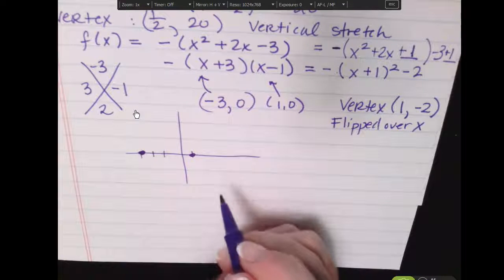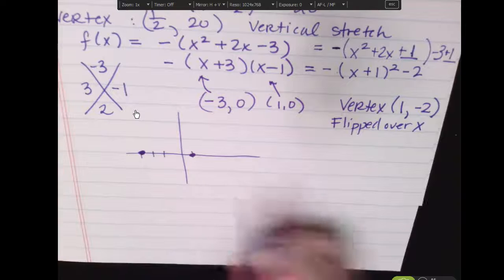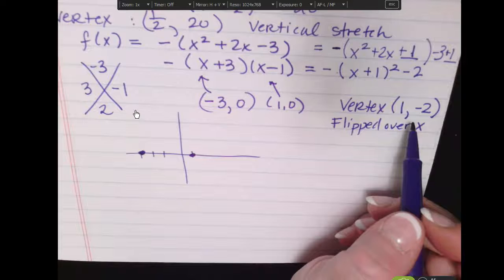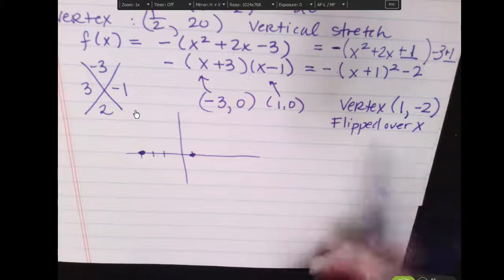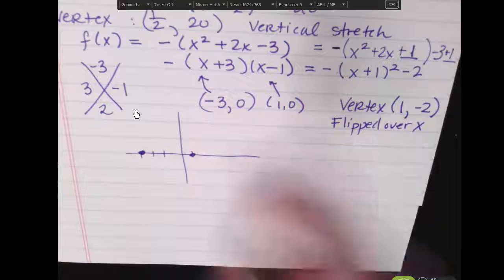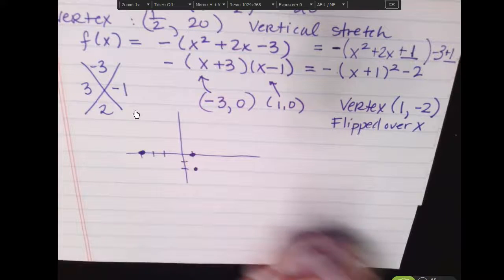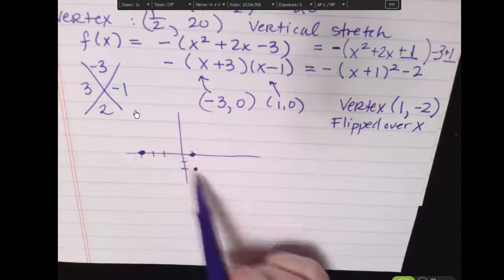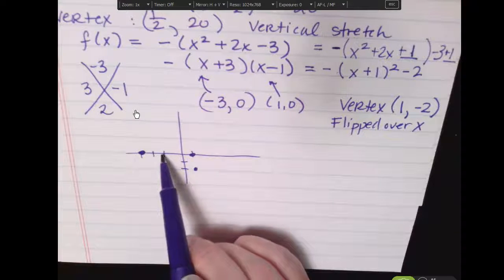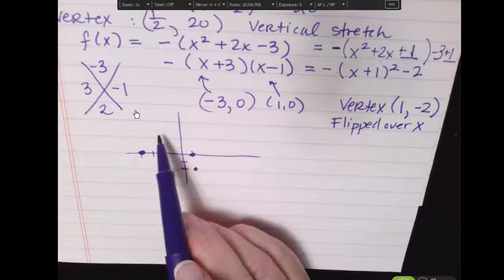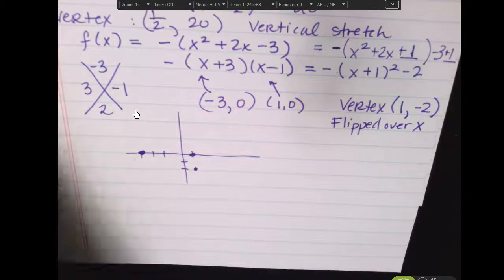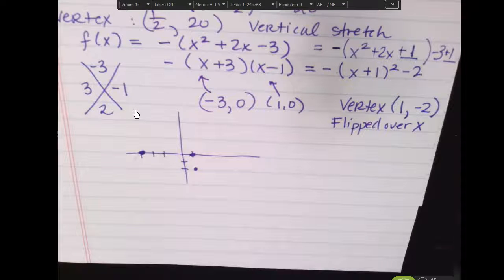Okay, so this is a way to check. 1, negative 2 is down here. So this absolutely does not make sense for my vertex to be here and my x-intercepts to be here. I'm expecting it to be at negative 1, positive 2. So what did I do wrong? This is good for you guys to do error analysis.